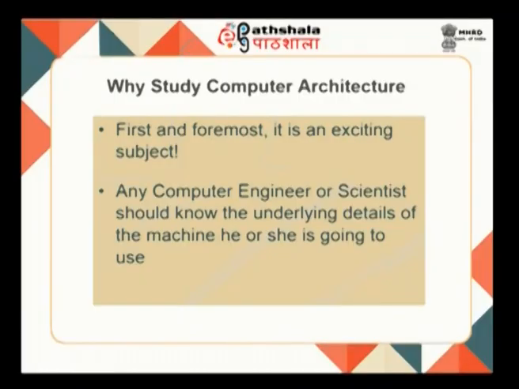So, first of all, let us look at why we should study this course at all. Why study computer architecture? First and foremost, it is an exciting subject. You find many interesting facts that are thrown open to you and you will find it a very interesting course. Any computer engineer or scientist should basically know the underlying details of the machine he or she is going to use. You may be an application programmer, you may be a compiler writer, whoever it is, if you know the underlying architecture, then you will be able to use the machine much more effectively and your performance will also improve.